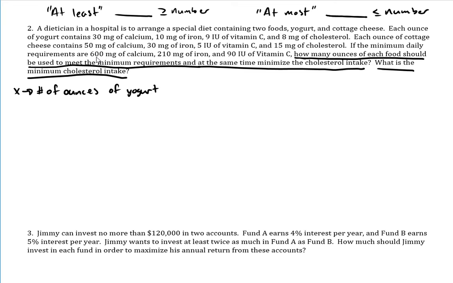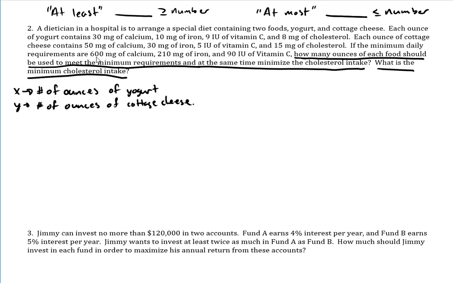of yogurt. And then Y would be the number of ounces of the other food, cottage cheese. Okay, so there's our two variables set.